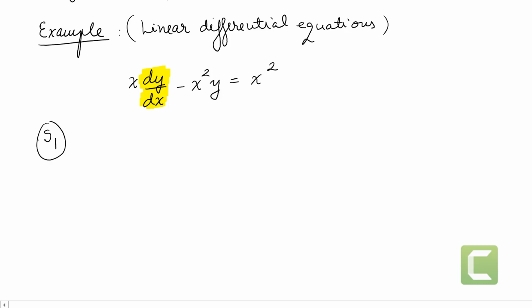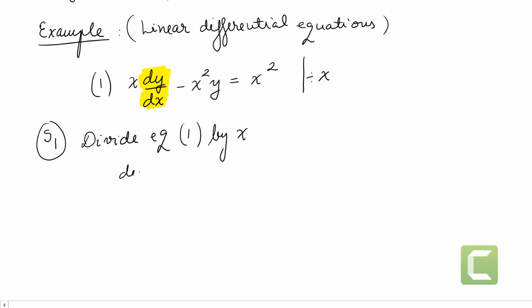The very first step that you want to do when solving a linear differential equation is, let's write step 1, get dy/dx with the coefficient 1. So divide equation 1, let's call it equation 1, by x. So if we divide all the terms by x, I get dy/dx minus x times y equals x.